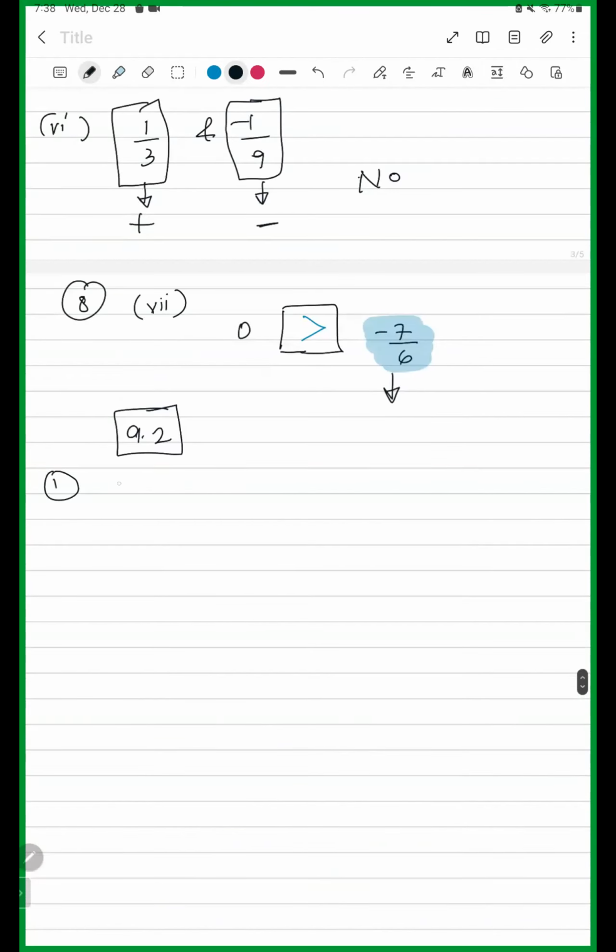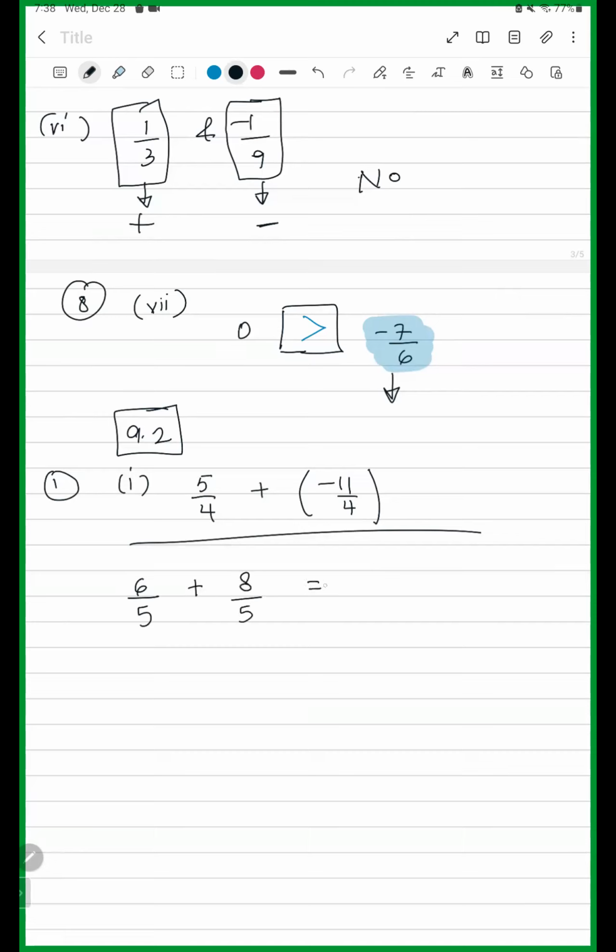Okay, so Hiba, first question. First part, 5 by 4 plus minus 11 by 4. Can you tell me what will be the next step? I don't know. Okay. What if I told you? Fine. Forget that. 6 by 5 plus 8 by 5. What is this equal to? Hiba?